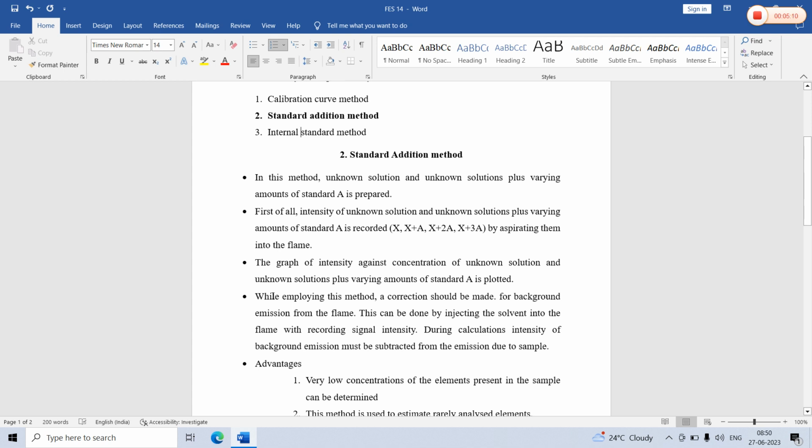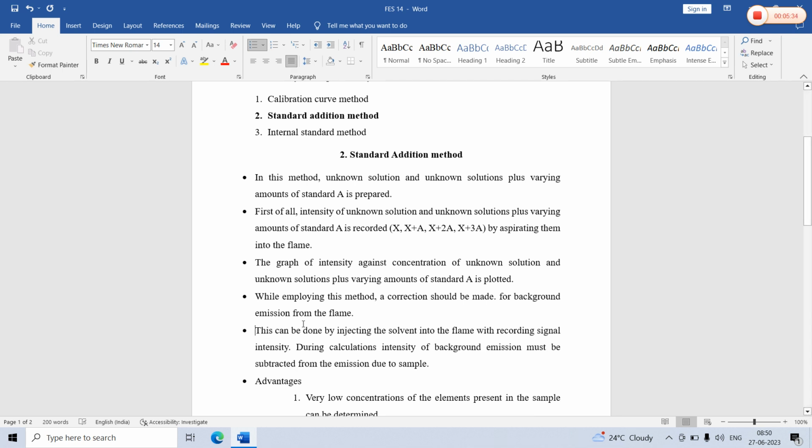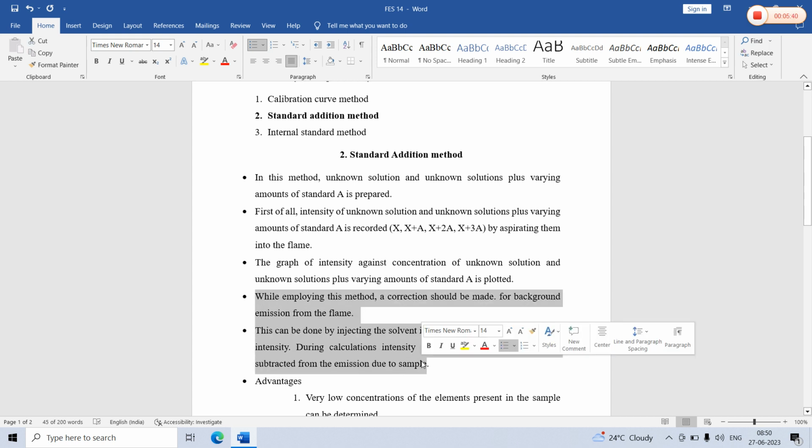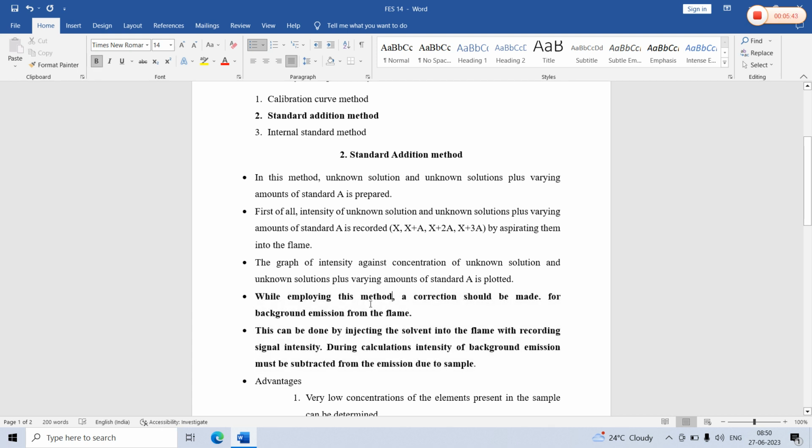The fourth point is that while employing this method, a correction should be made. This is an important point: how is this correction to be removed? While employing this method, a correction should be made for background emission from the flame. How can this be done? Now the third, fourth and fifth points are about how the correction should be removed or resolved from the flame.